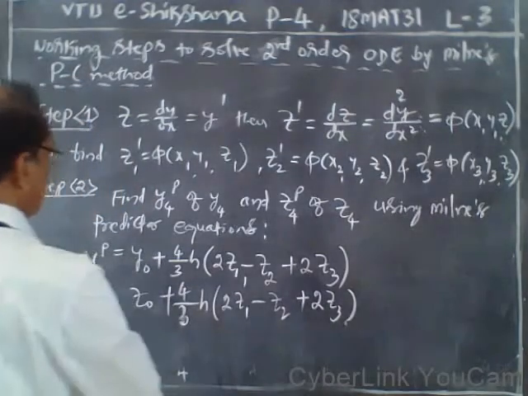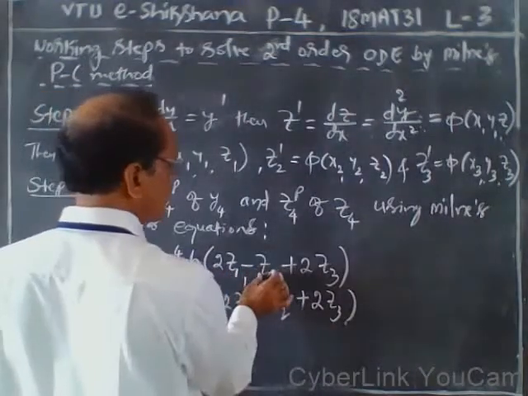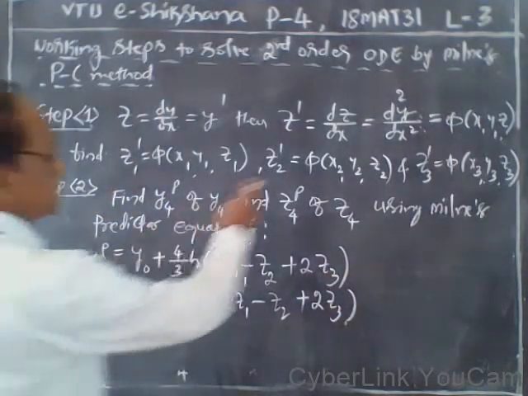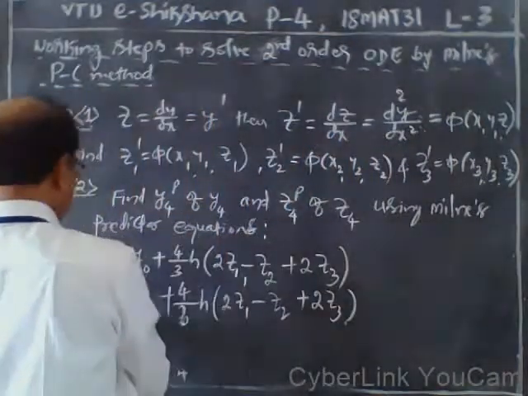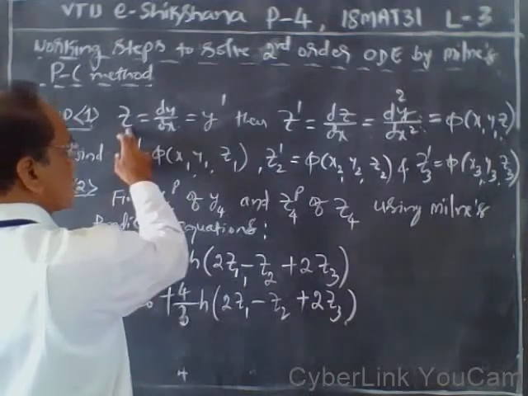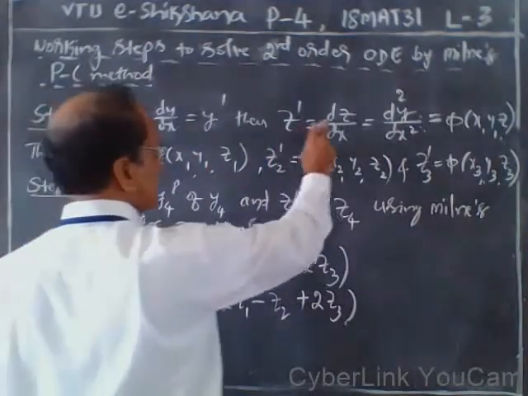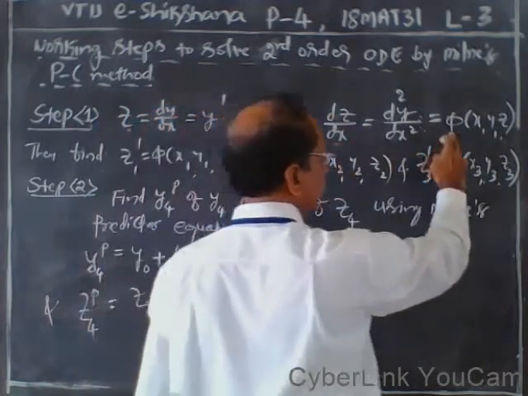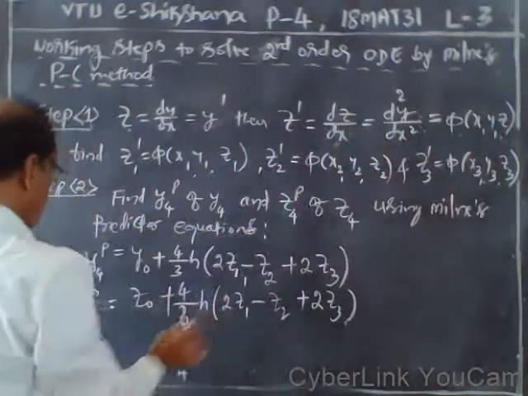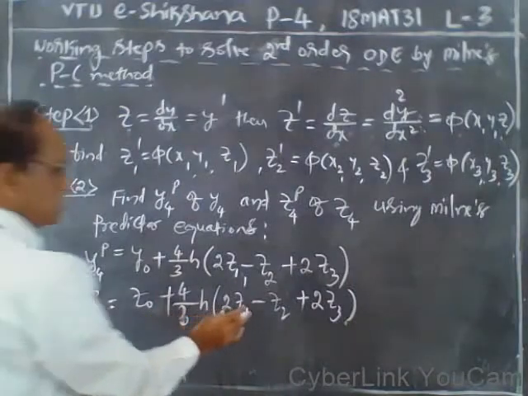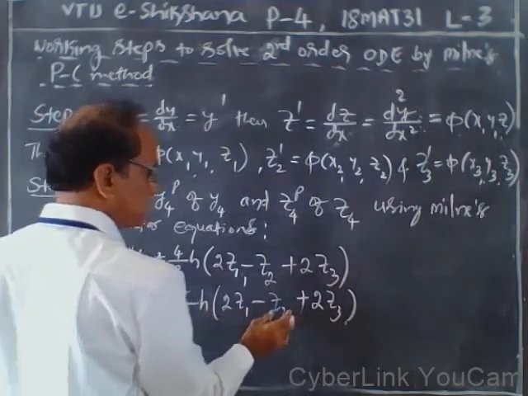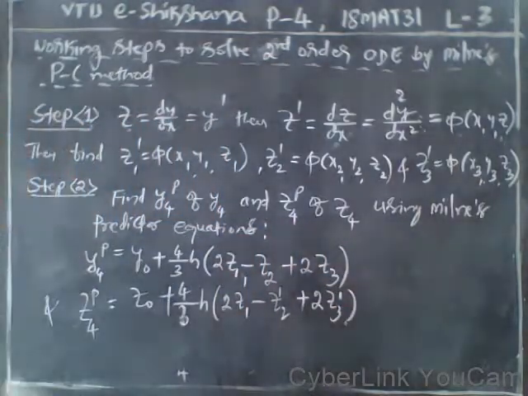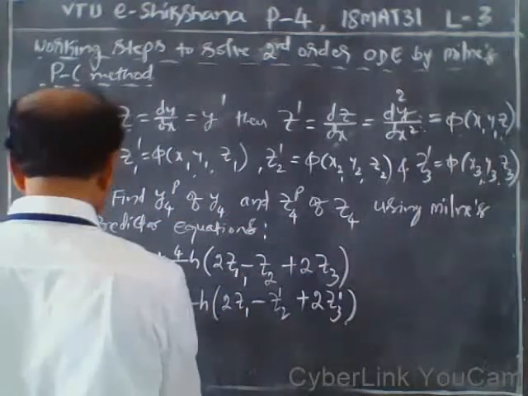Therefore, these are the functional values. But in the new function, that is z4p, from this z we have taken dz by dx equal to phi of this one. From this, we consider 2 times z1 dash, z2 dash, and then z3 dash. Okay, this is predictor formula.